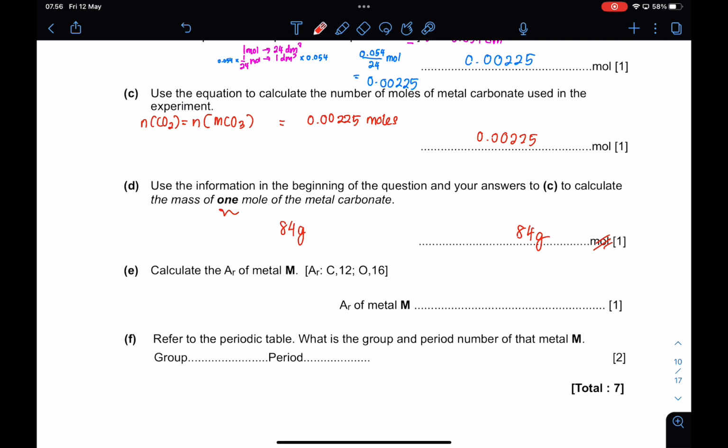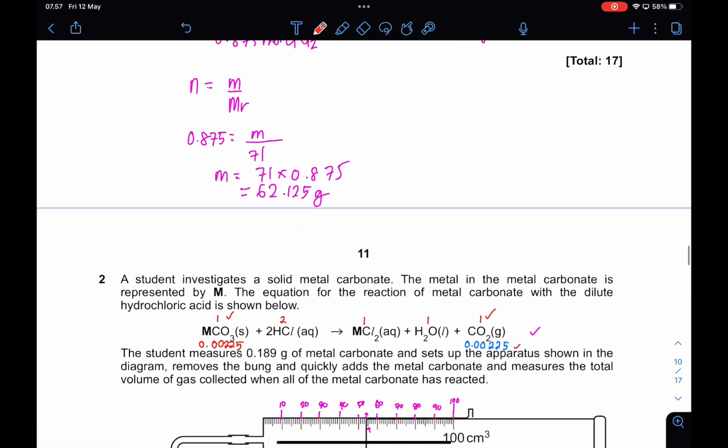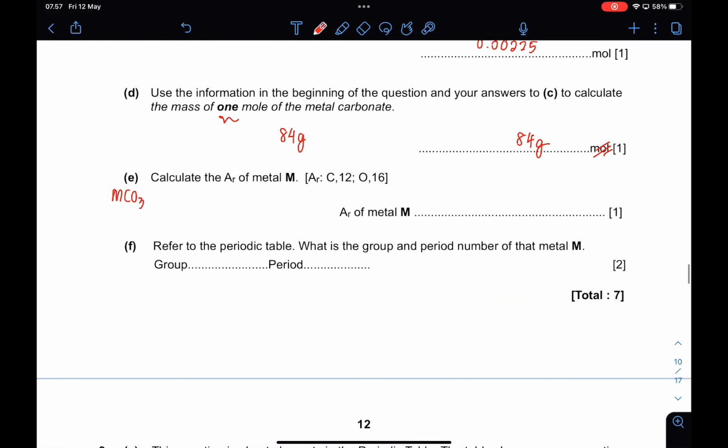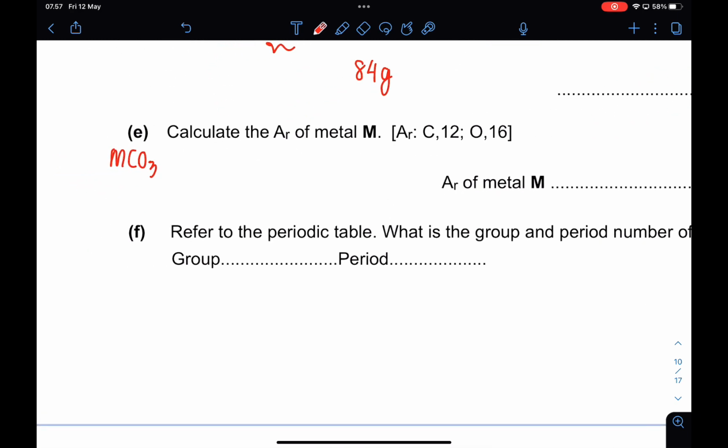Now calculate the relative atomic mass of metal M. Now metal M is in MCO3. You see MCO3, and then we know the MR. How do we calculate MR? 1 mole has this amount of 84 gram. It means the MR is 84. So the MR of MCO3 is going to be 84.